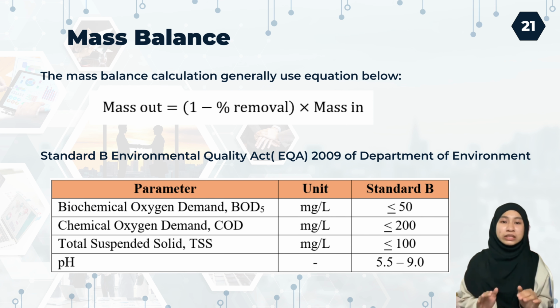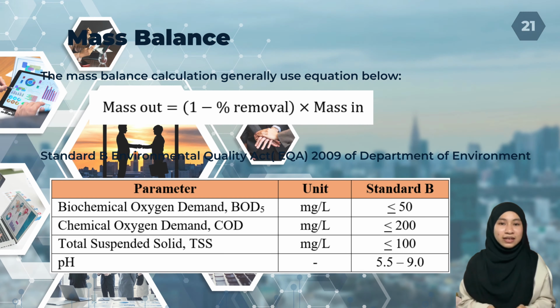Based on the Environmental Quality Act EQA 2009 of the Department of Environment DOE, the requirement for compliant effluent wastewater follows Standard B. The table here shows the parameters in Standard B that need to be complied with, where BOD should be less than or equal to 50, COD should be less than or equal to 200, TSS should be less than or equal to 100, and the pH value is around 5.5 to 9.